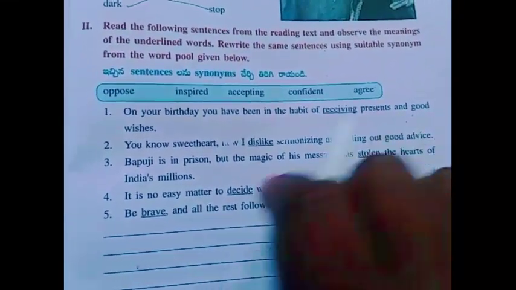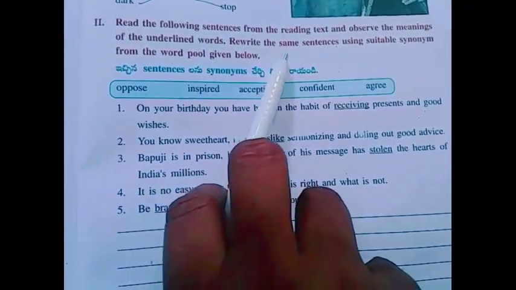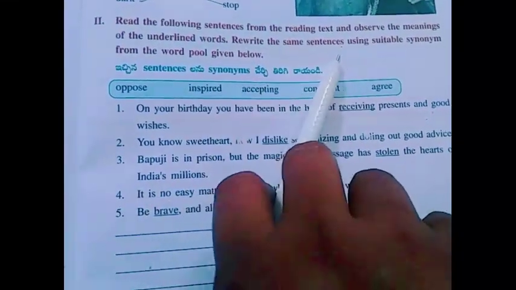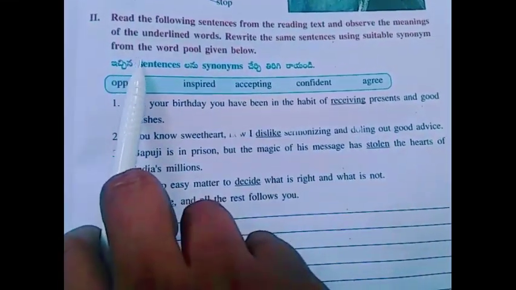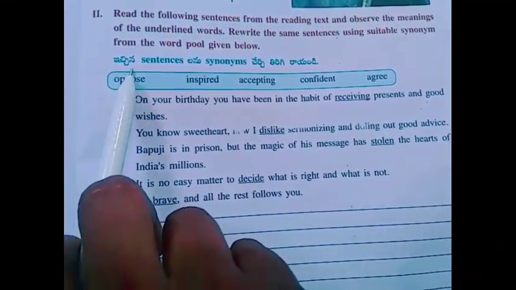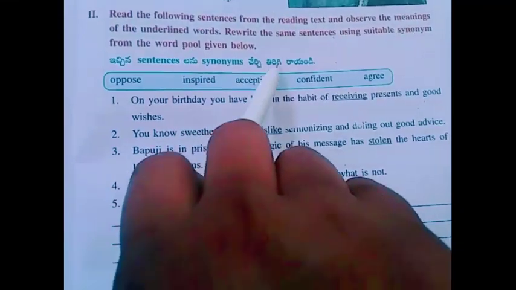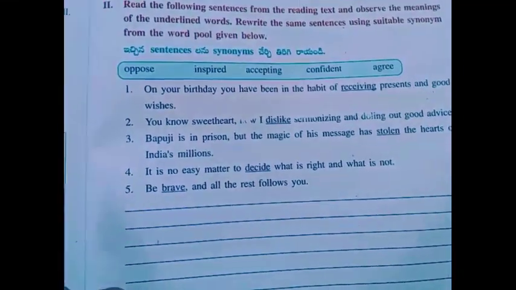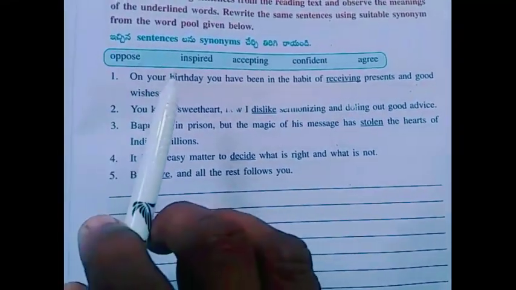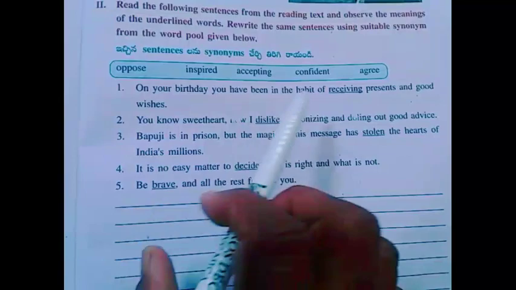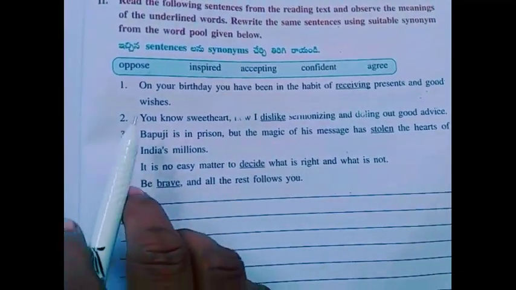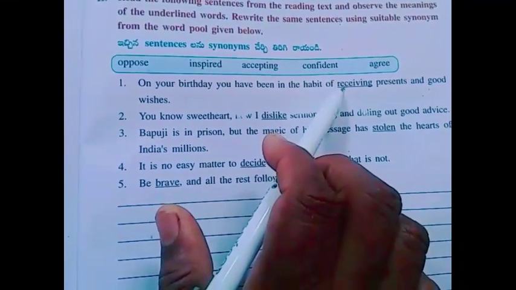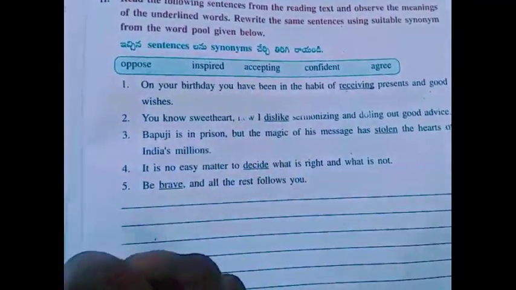Next, read the following sentences from the reading text and observe the meanings of the underlined words. Rewrite the same sentences using a suitable synonym from the word pool given below. Synonyms are same meanings to the word. Antonyms are opposite words to the word. So we have to write synonyms to the underlined words. For receiving, the synonym is accepting.